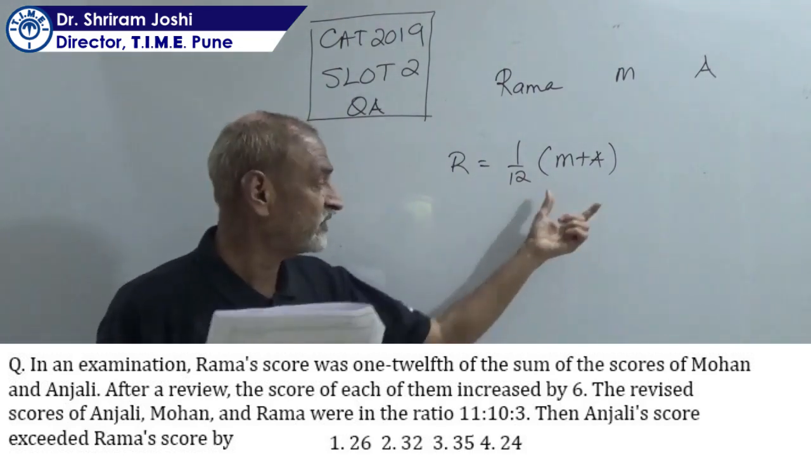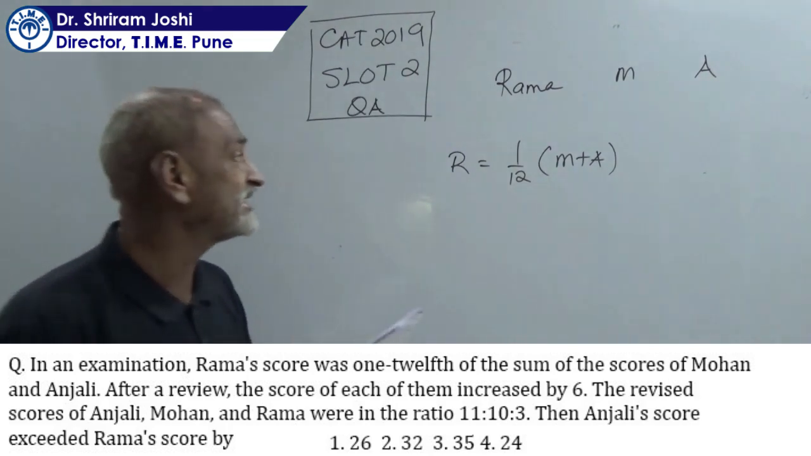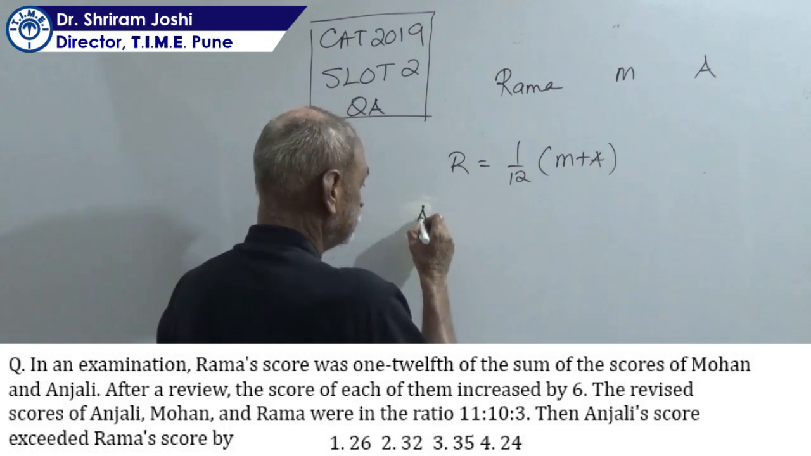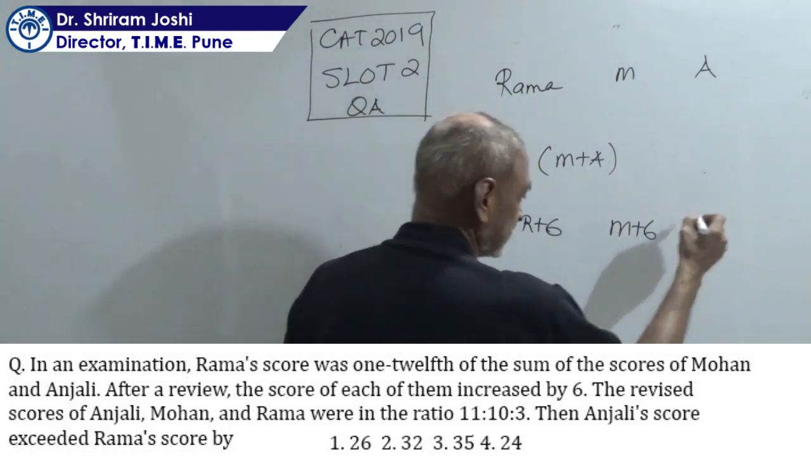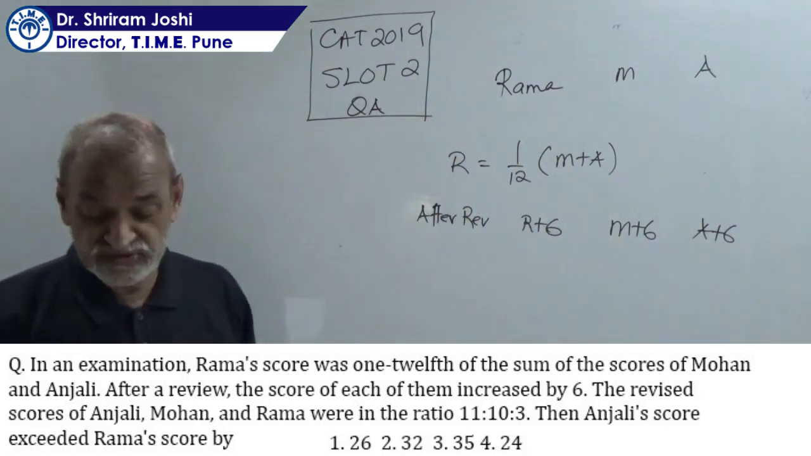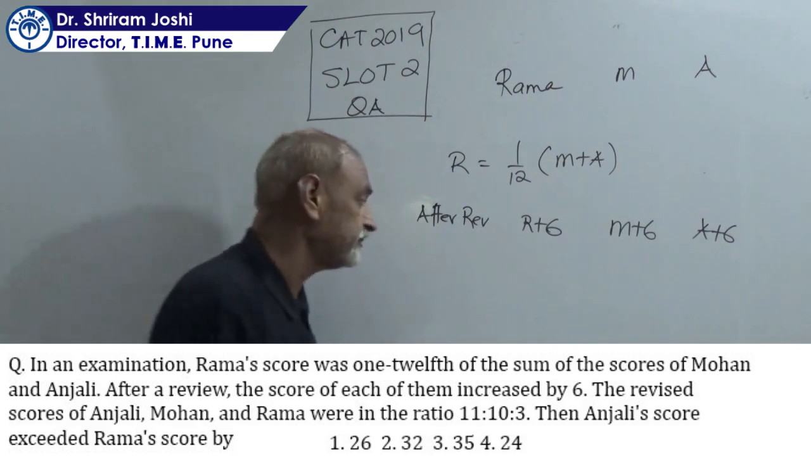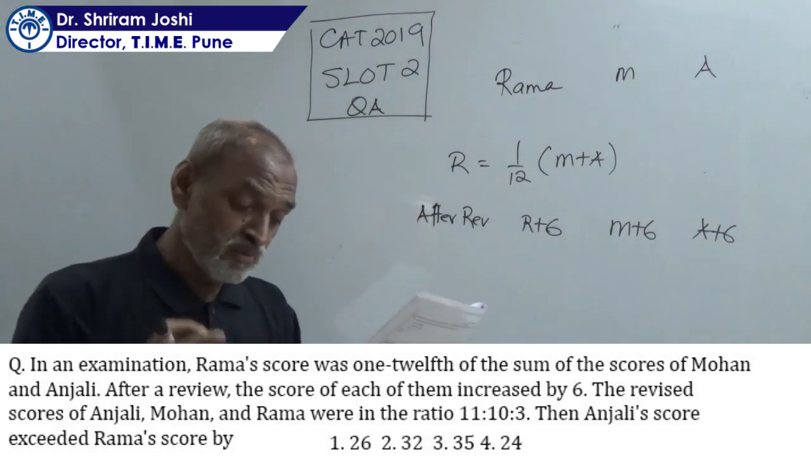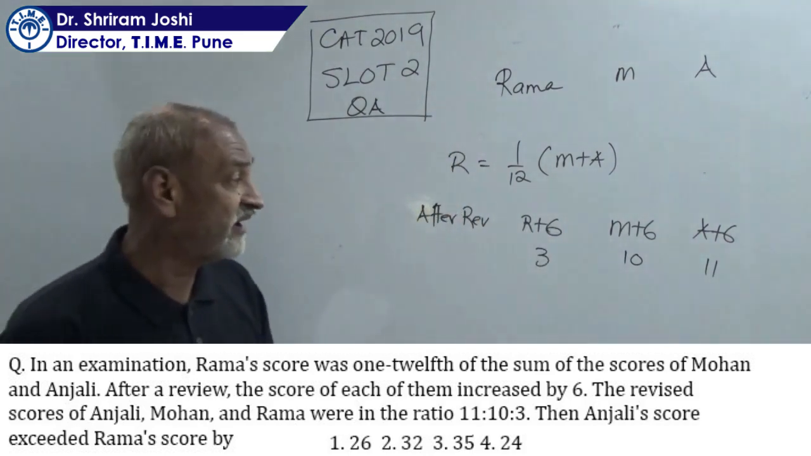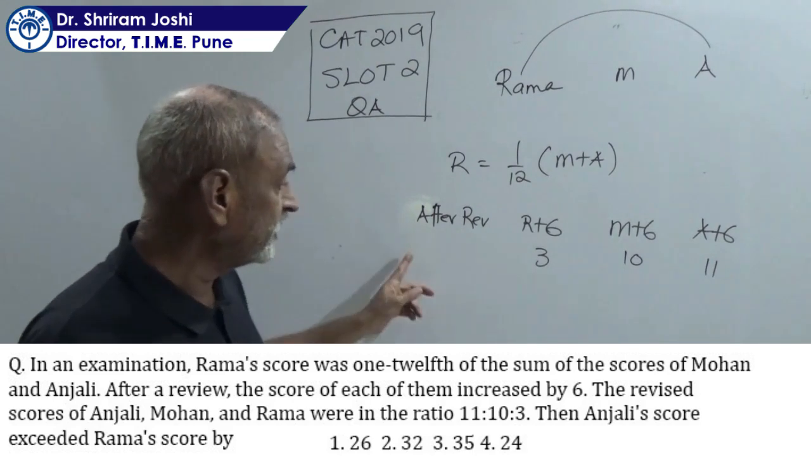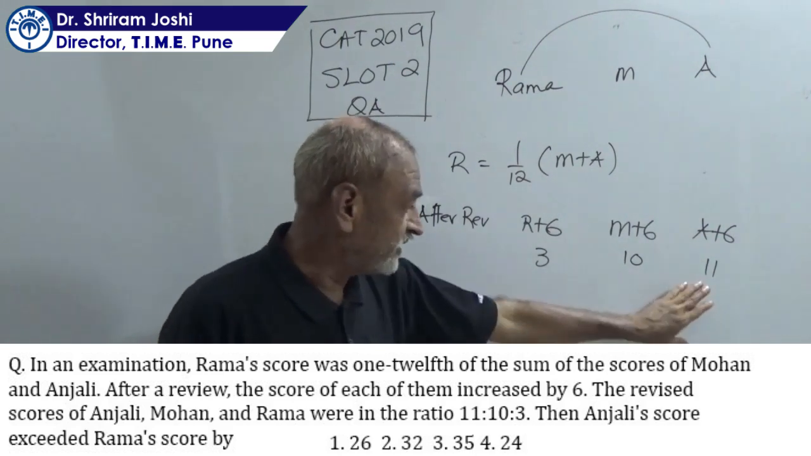Rama's score is 1/12 of the sum of the scores of Mohan and Anjali. After a review, the score of each of them was increased by 6. So, after review, Rama became R plus 6, Mohan became M plus 6, Anjali became A plus 6. Each score increased by 6. The revised scores of Anjali, Mohan and Rama are in the ratio 11 to 10 to 3. What is the ratio? Anjali, Mohan, Rama. Anjali is 11, Mohan is 10, Rama is 3. This is the revised score.